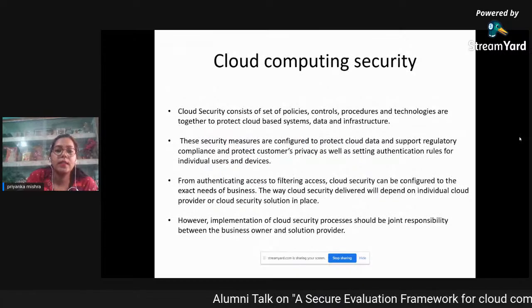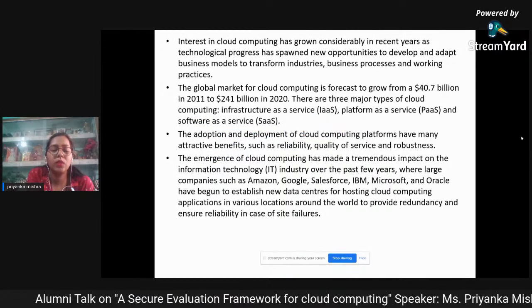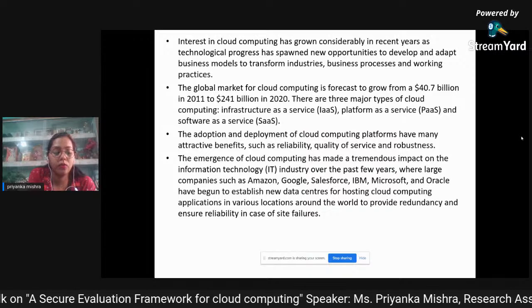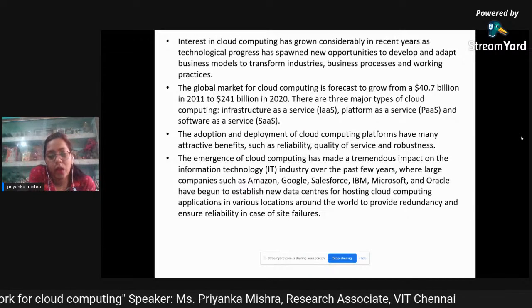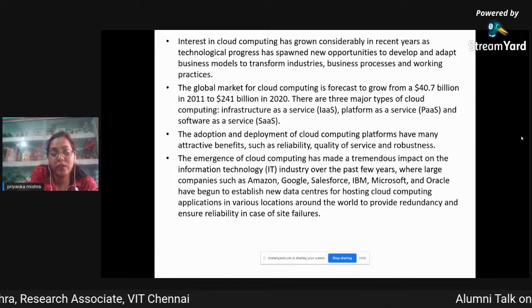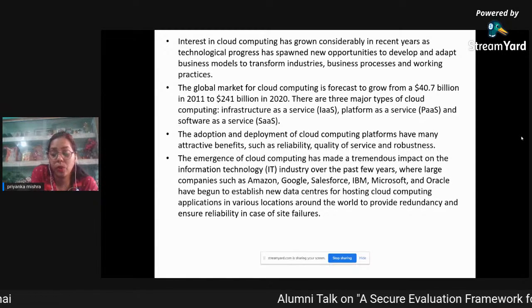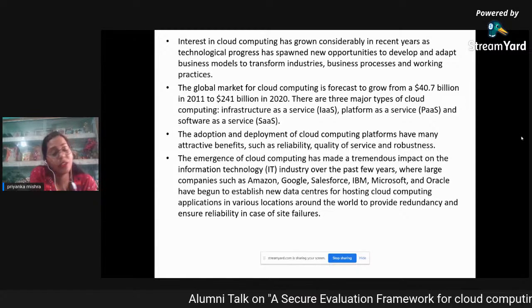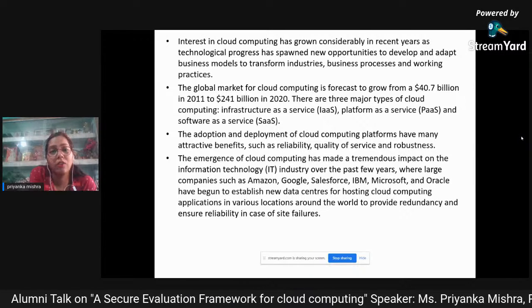So next, we'll see the advantages of cloud computing. Nowadays, I have seen that interest in cloud computing has grown considerably in recent years. Many researchers and common people have shown interest and have efficiently used the cloud in our day-to-day social life and as working professionals.